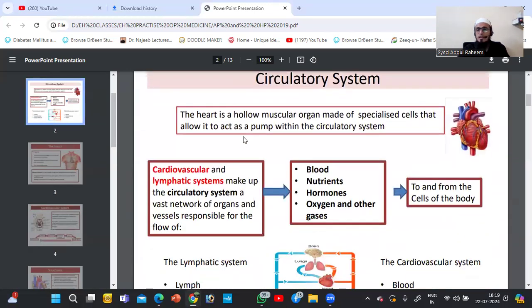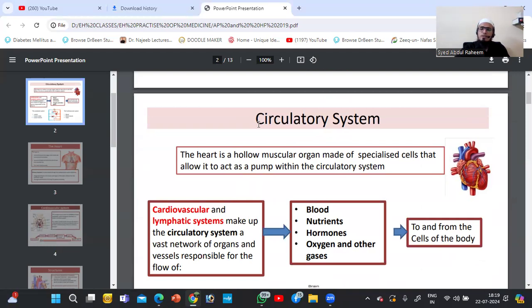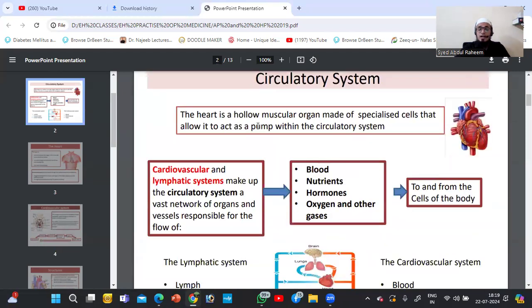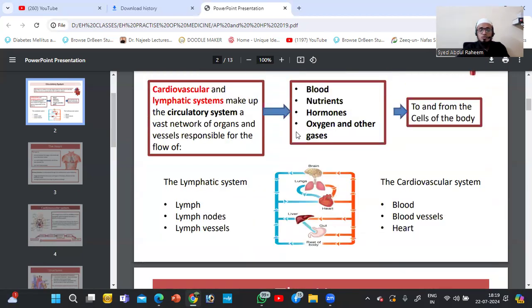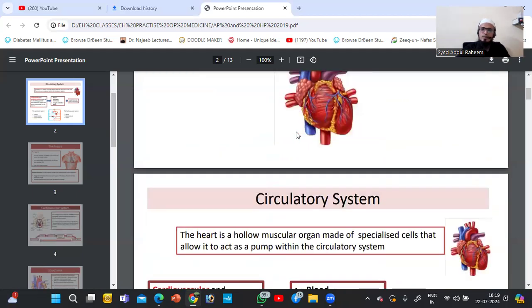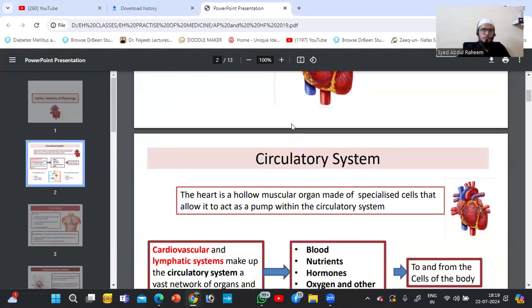And the accessory organs which help to move the blood from the heart to the body parts, and from the body parts to the heart. Those are arteries and veins. Other than that, we have lungs, which help to give oxygenated blood to the body, and remove the carbon dioxide from the body. So this is the main thing we have to remember.